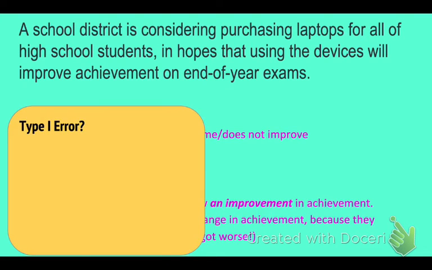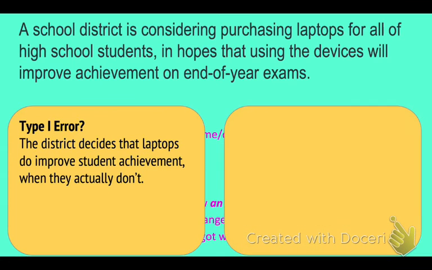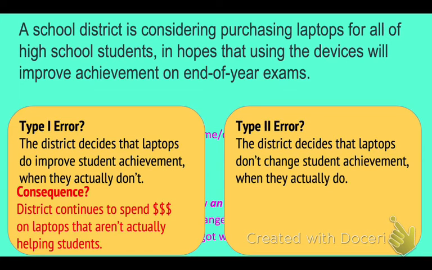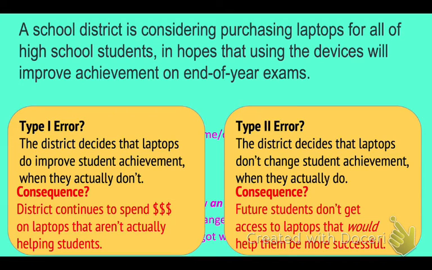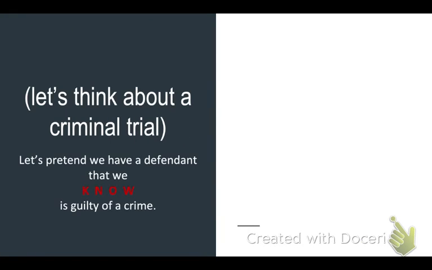So what would be a type 1 error? A false positive. The district decides that laptops do improve achievement when they actually don't. A type 2 error: the district decides that laptops don't change student achievement when they actually do. So a false negative. What will be the consequence of a type 1? Well, the district continues to spend money on laptops that aren't actually helping students. The consequence of a type 2 error would be future students don't get access to laptops that would actually help them be more successful. So you need to decide which is a worse error, type 1 or type 2. Okay, so let's go ahead and think about our criminal trial again.